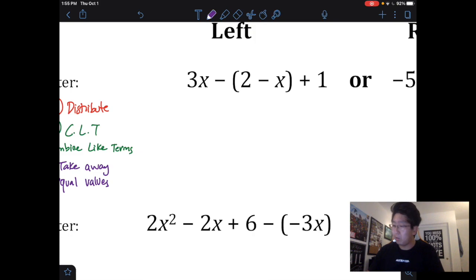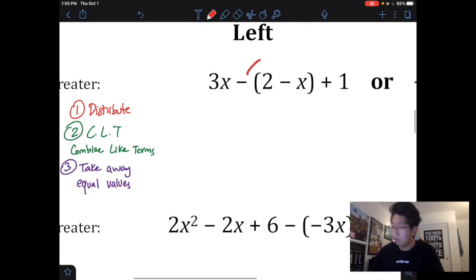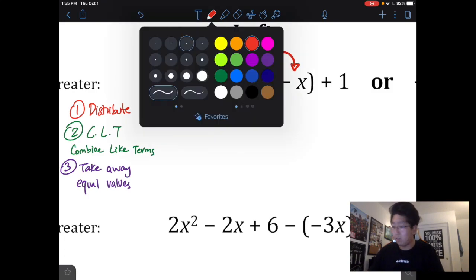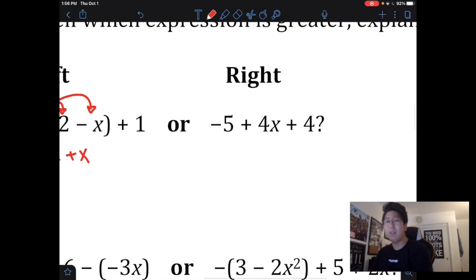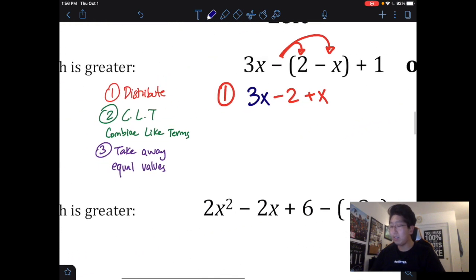The first thing we can do is distribute. Okay, so I'm going to go ahead and distribute this negative and take the opposite of. So I have 3x, and the opposite of positive 2 is negative 2, so minus 2, and the opposite of negative x is plus x. So the first step is distribute. Is there anything we could distribute on this side? Do you see opposite land? No. Then I'm just going to copy the problem. Negative 5 plus 4x plus 4. All right, so there's nothing to distribute on the right side.